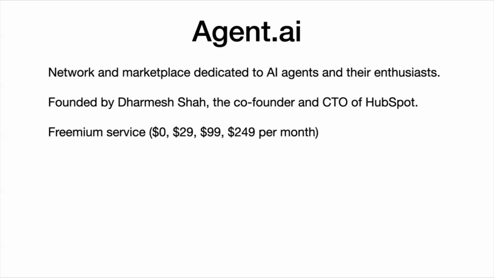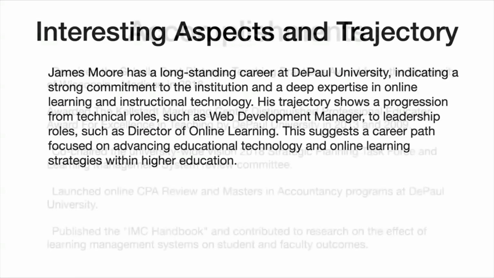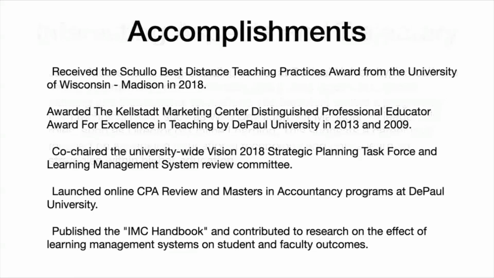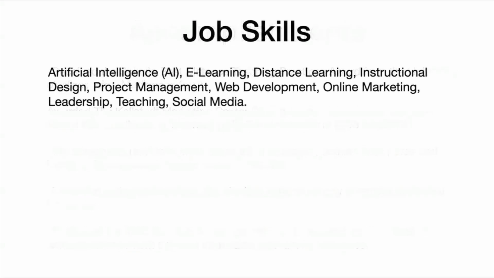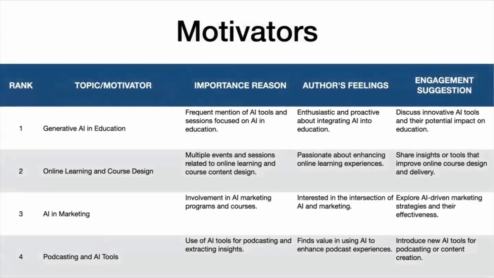You can put in the name of a person. I'm going to use me as an example. What this does is it will grab information, scrape it off the web, and use AI to put this into some market intelligence. Here, this will give a short bio of the person. It'll put together accomplishments that it's gleaned from the internet. It'll think about particular job skills this person may have. And then the aspect that I found most interesting is it will rank motivators.